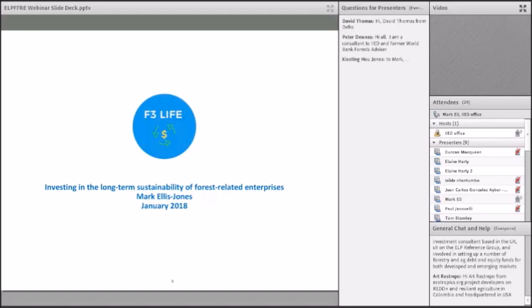As Xiaoting said, I run F3 Life, which provides tools to traditional and non-traditional credit providers to help them incorporate requirements for climate-smart agriculture into loan terms, and a system that allows those credit providers to verify visually that those measures are being complied with.